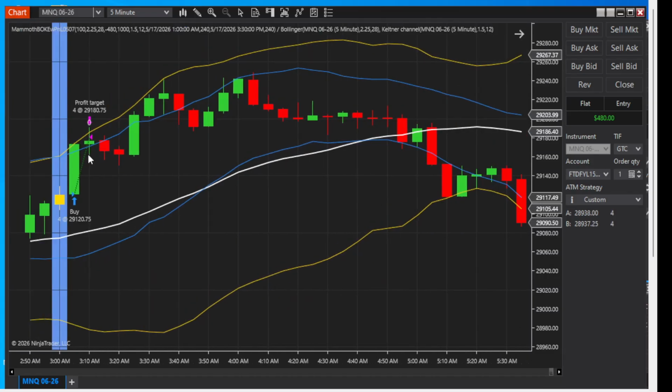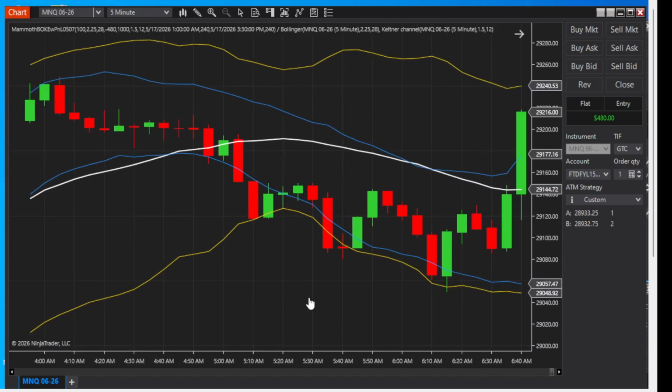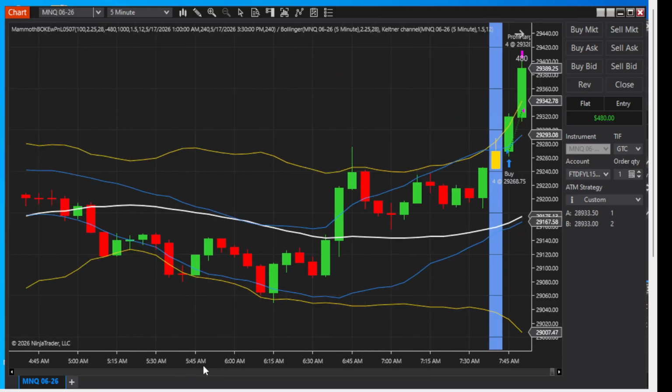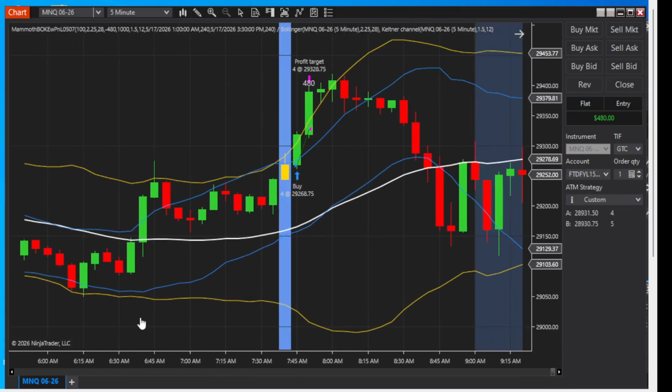Then the market starts just moving a little bit, but the bands are outside of the Keltner channel, so there will be no trade until, let's see, 7:40 a.m.